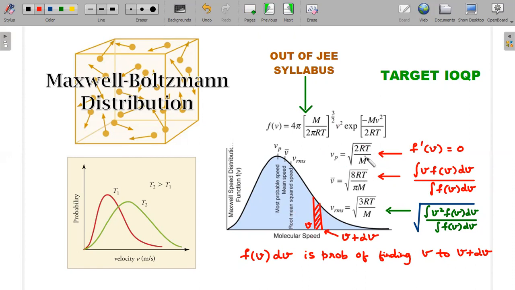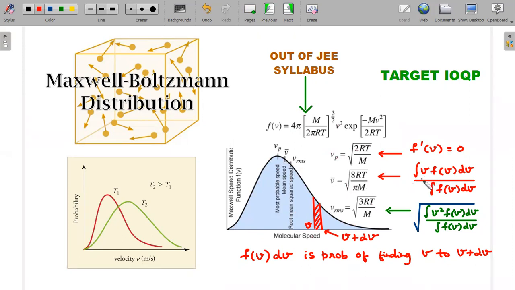Now, how do you get these formulae? In this distribution, the topmost point, the peak, is given by differentiation of this F of V equal to 0. The solution of that comes out to be root 2 RT by M, which is called the most probable velocity. The second type of formula is the average velocity.